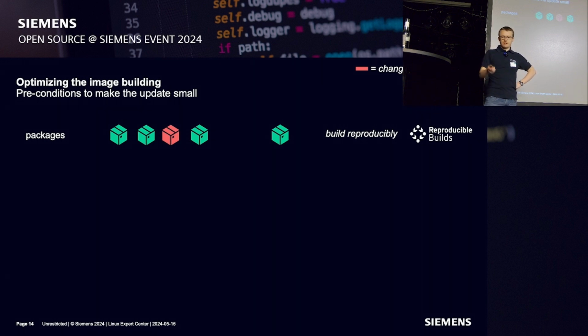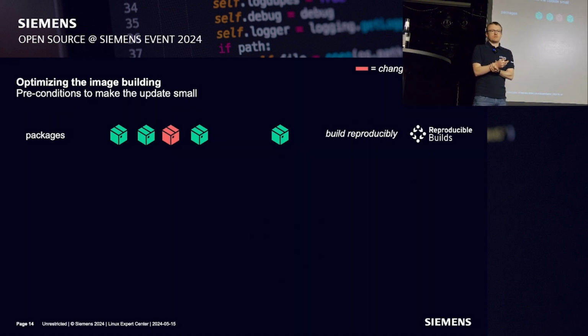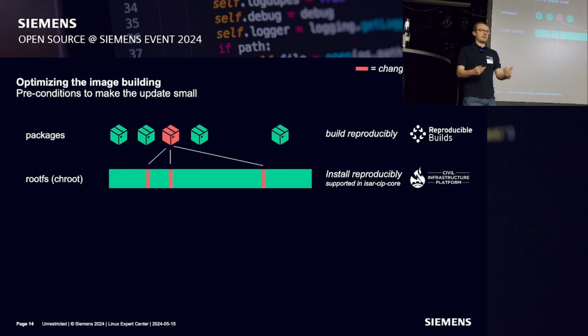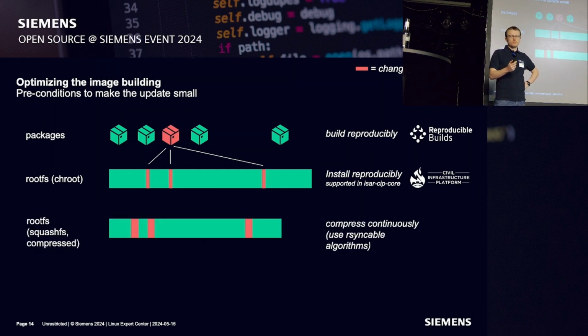Reproducible builds has a lot of tips and tricks on how to do that. But it also makes sense to just check if your packages can be built reproducibly, and if not, investigate why that's the case, and maybe you can improve that. Second, if you only can build your packages reproducibly, that's not sufficient, as you also need a way to install them reproducibly into the rootfs. Otherwise, if things are scrambled around, there you also generate a big delta. In the Civil Infrastructure Platform, ISAR CIP Core, we took extra care to make sure that not too many things change when we install these packages.